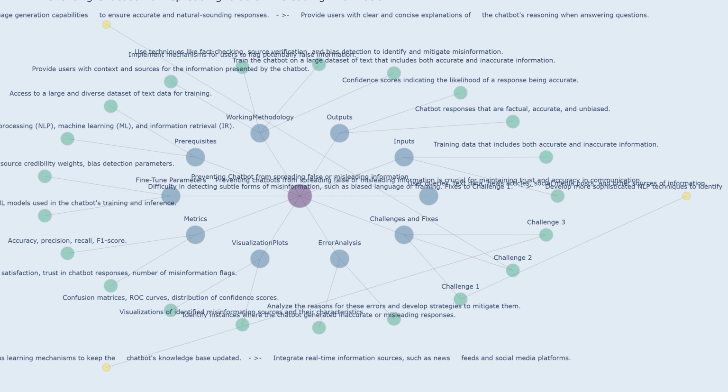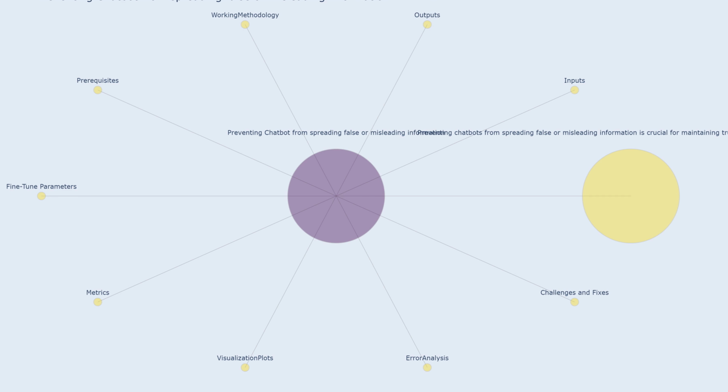Preventing chatbot from spreading false or misleading information. This YAML file outlines the crucial steps and considerations involved in preventing chatbots from disseminating false or misleading information. It addresses the importance of building trust and accuracy in communication by mitigating the spread of misinformation.